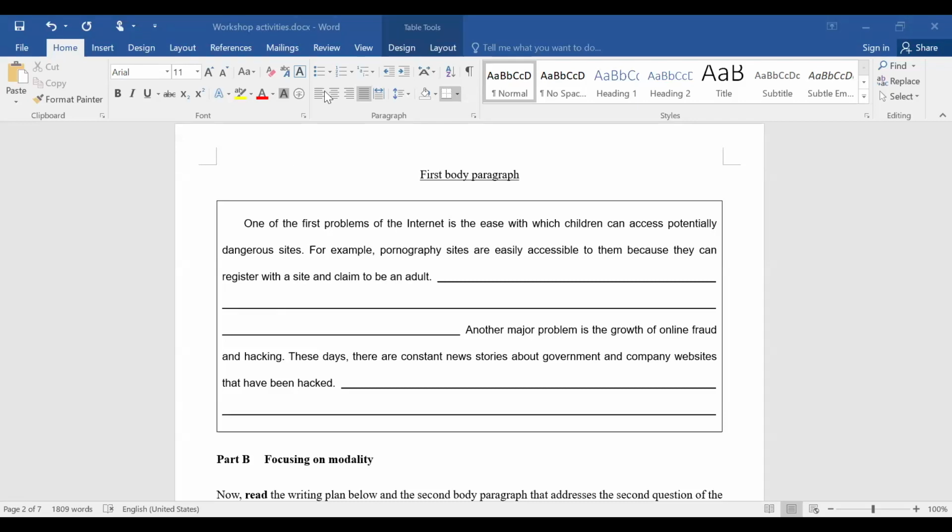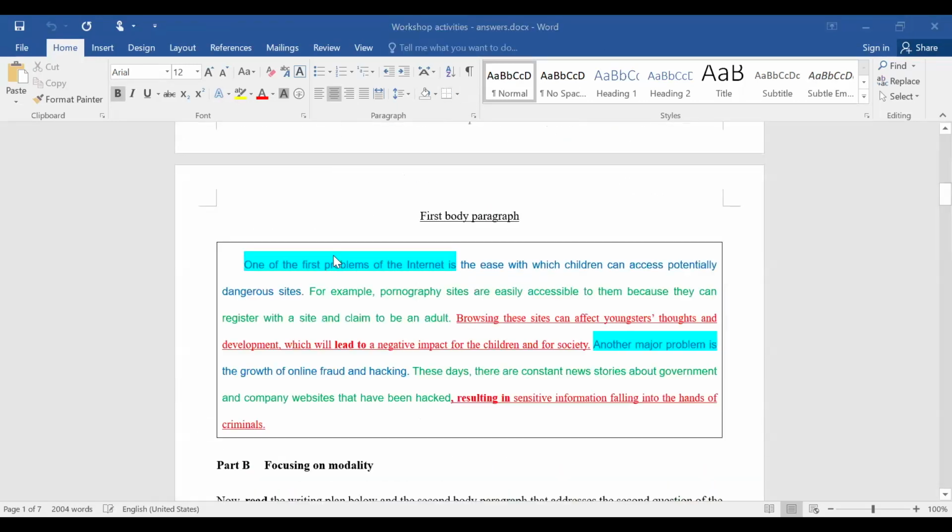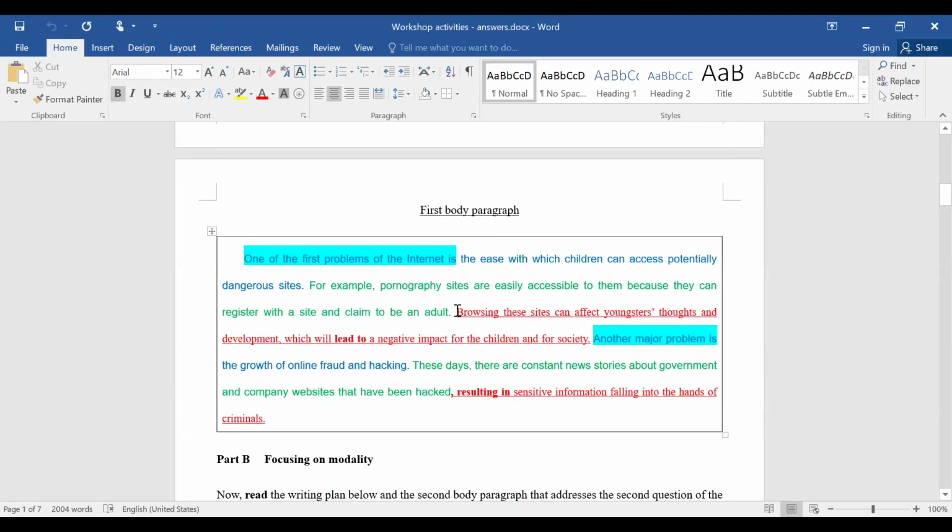Okay, I'm showing you my version. Okay, so these are the two sentences that I've written. Of course, I don't mean these are the only ways of writing the sentences. These are just some suggestions. Okay. Of course, the sentences written by Ziwei are perfectly acceptable. No problem. Okay. But here, what I'm using is browsing these sites.